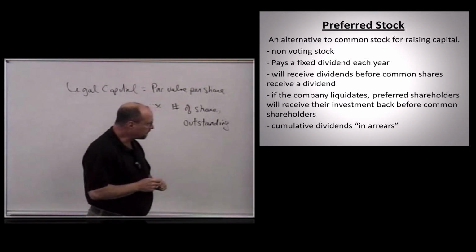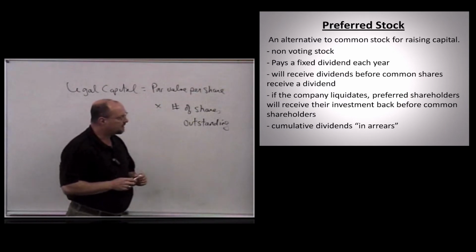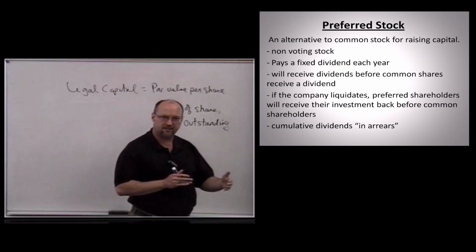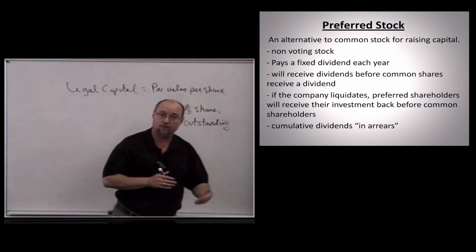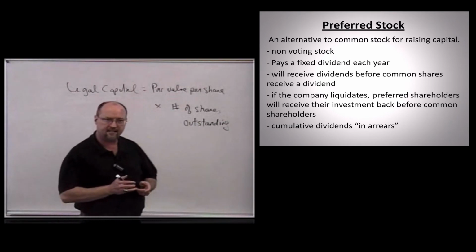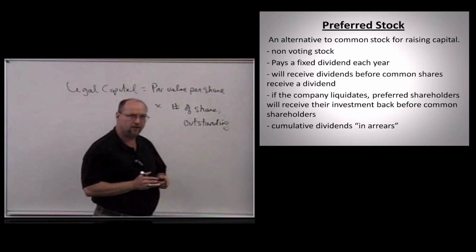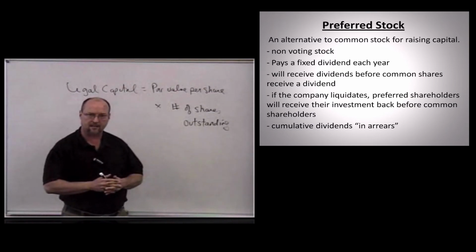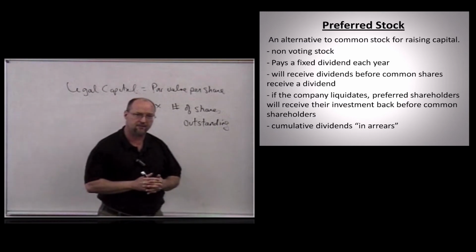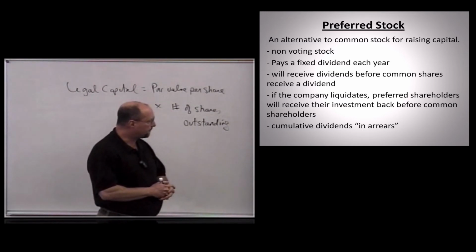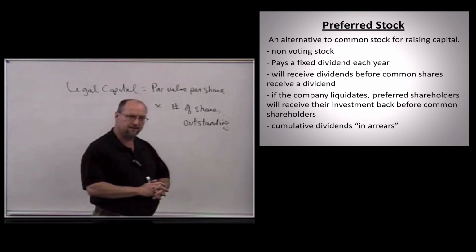Now, preferred stock can have features or characteristics to it if the company so chooses to offer them, such as it can be convertible. Convertible preferred stock can be converted into shares of common stock. That's a nice feature for an investor to have. And on the bottom of the slide here, sometimes preferred stock is called cumulative.